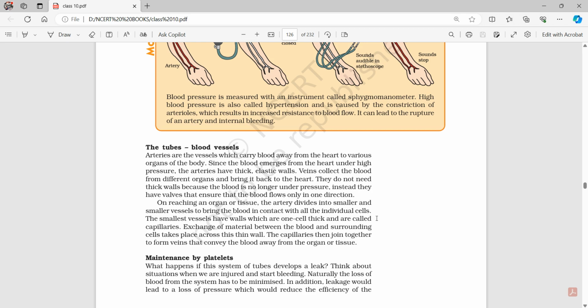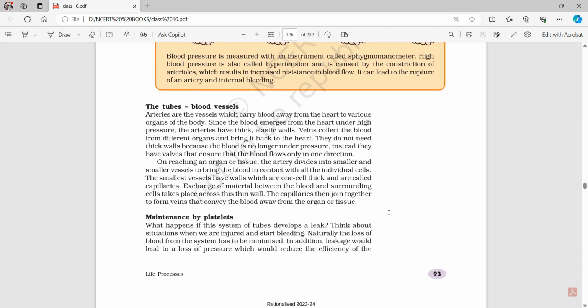On reaching an organ or tissue, the artery divides into smaller and smaller vessels to bring the blood in contact with the individual cells. The smallest vessels have walls which are one cell thick and are called capillaries. Exchange of material between the blood and surrounding cells takes place across this thin wall. The capillaries then join together to form veins that convey the blood away from the organ or tissues.